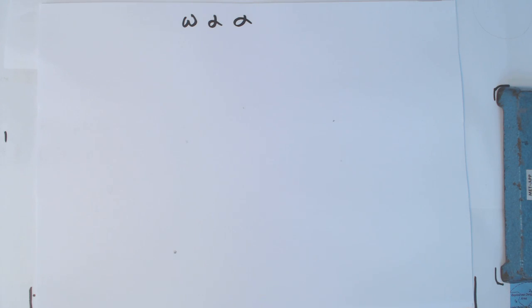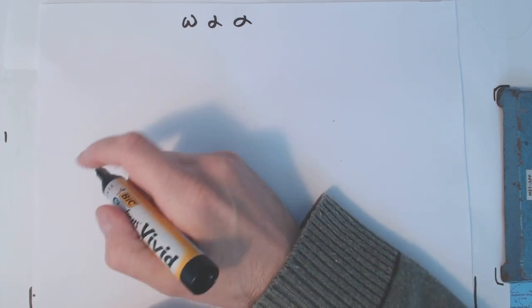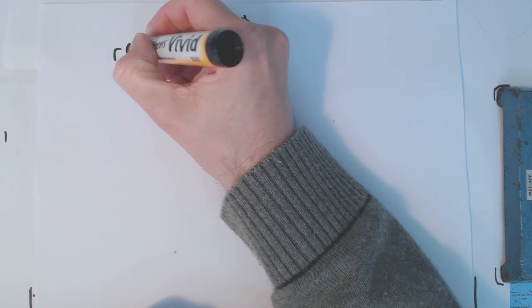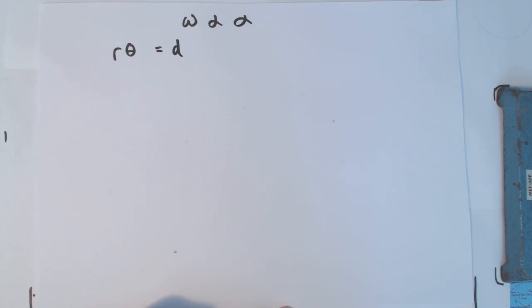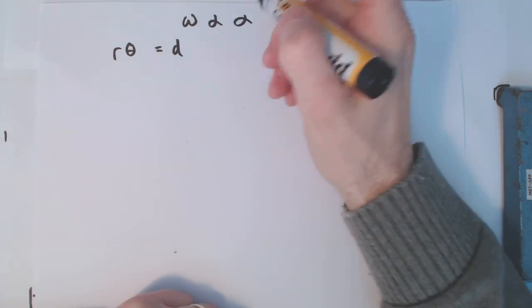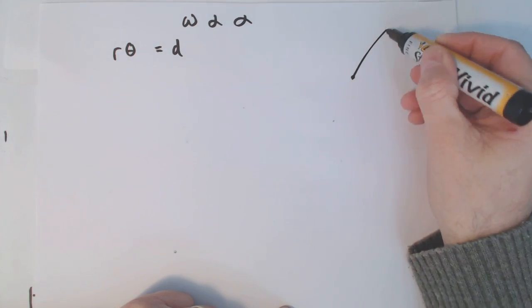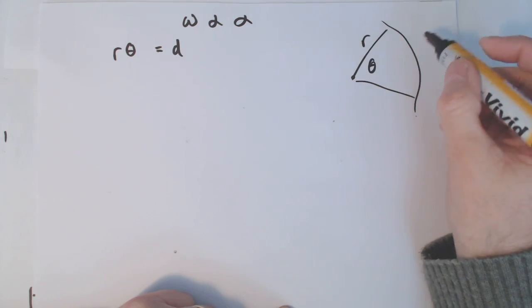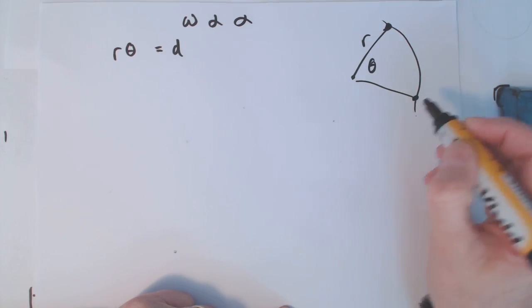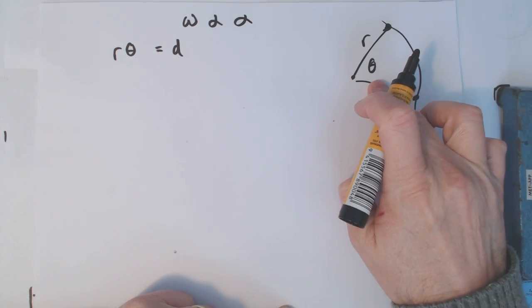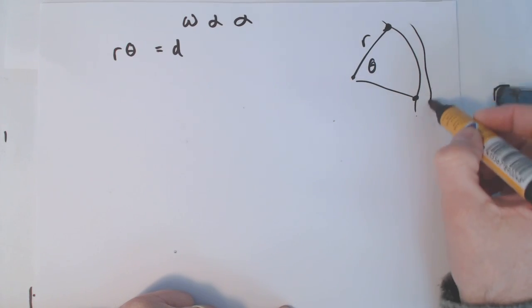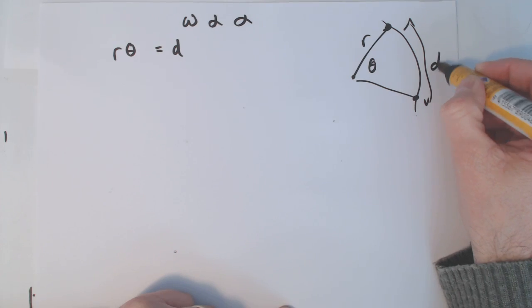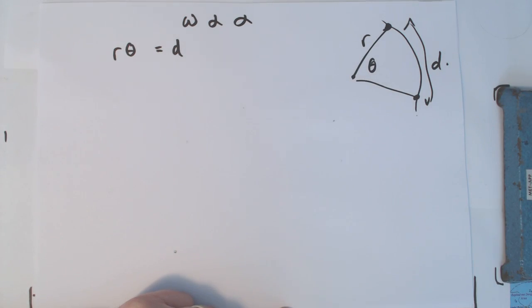Alright, in our first little video, we learned that if we multiply r by theta, then we get d. That's giving you an arc length measurement, where theta is the actual angle. If we've got a certain theta and a certain r, and I want that measurement, then I just go r times theta, which gives me that distance here. So this distance here is d, r is the radius, and theta is the angle.